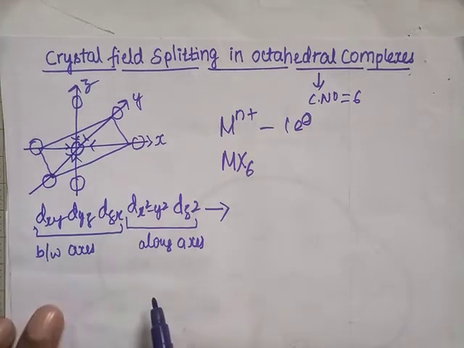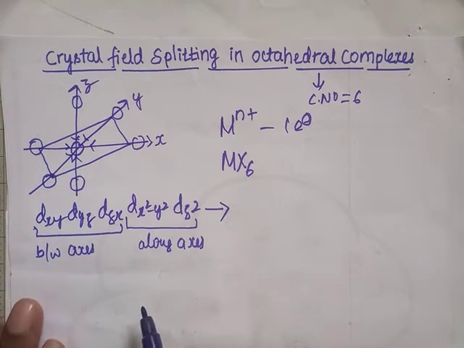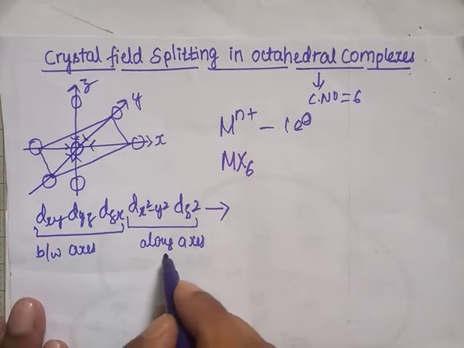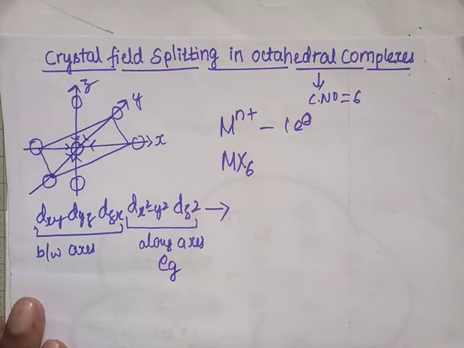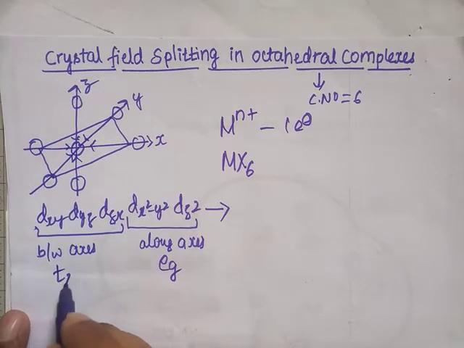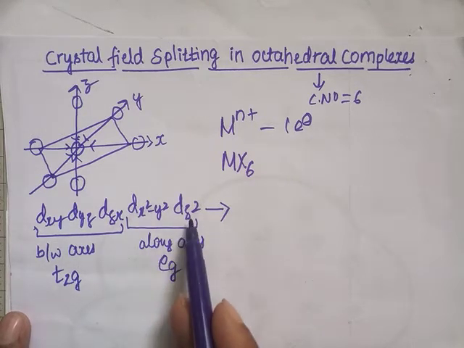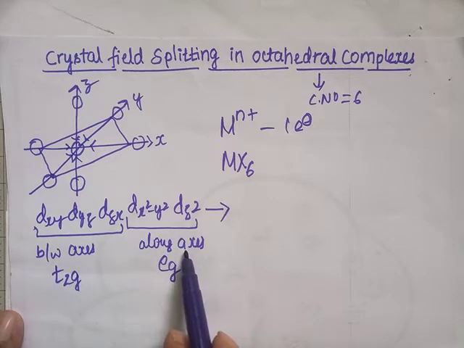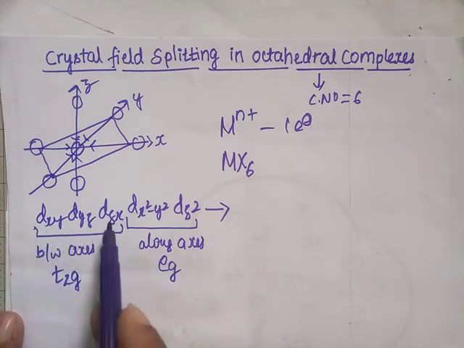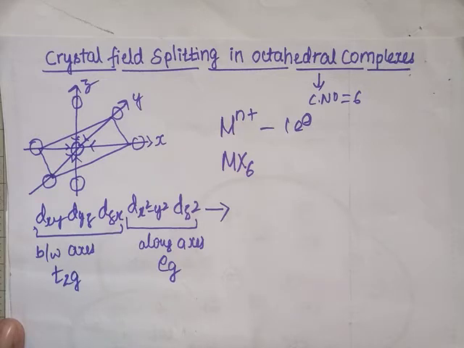That means this set of orbitals, dx² minus y² and dz², are Eg, and these are doubly degenerate d orbitals, and these three are triply degenerate d orbitals. These two orbitals are present along the axis, and these 3 orbitals are present between the axes.